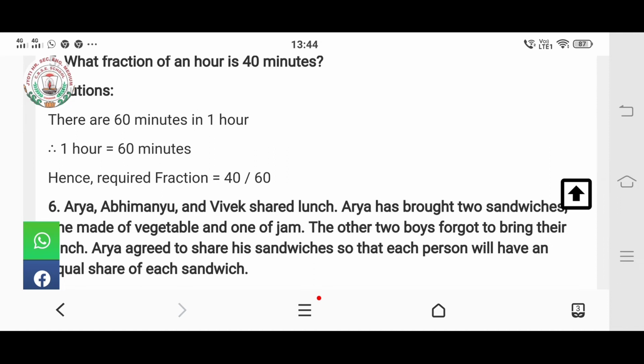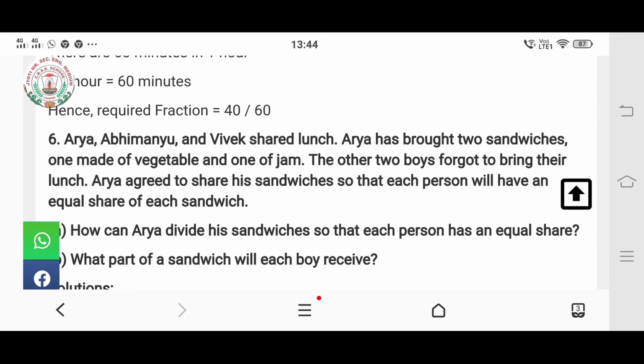So 3 persons are there, and only 1 person brought 2 sandwiches. If 3 sandwiches might be there, one sandwich each person might have taken. But there are 2 different types of sandwiches, one of vegetable and one of jam. So all the 3 persons want one part of each kind. So how can it be shared? How can Arya divide his sandwiches so that each person has an equal share?